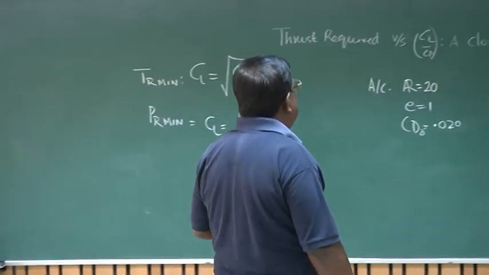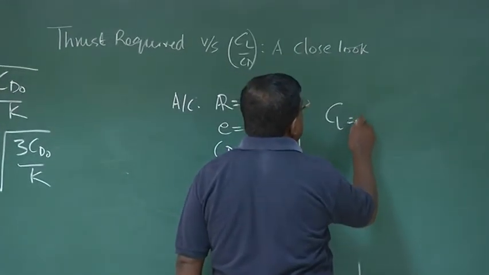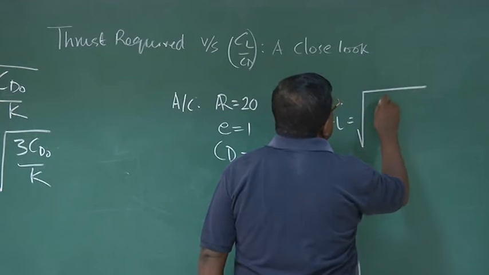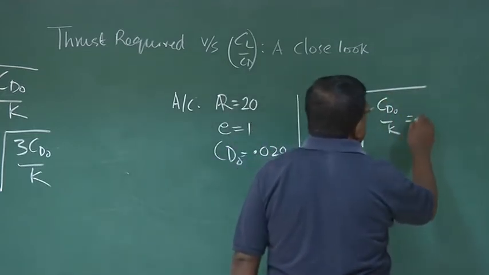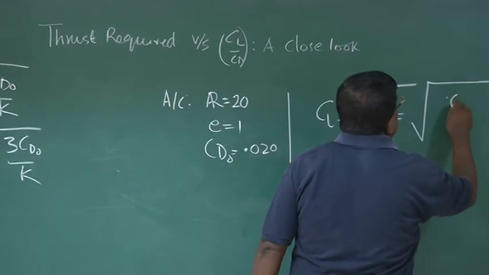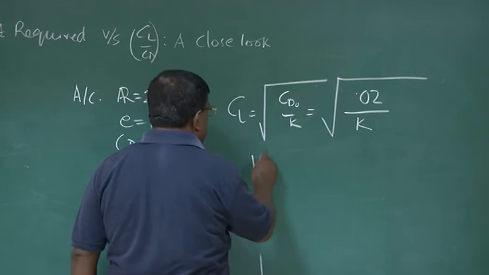If this is the data I have, what does this mean as far as CL is concerned? CL is CD naught by K, that is for thrust required minimum, so that will be 0.02 divided by K. What is the value of K?